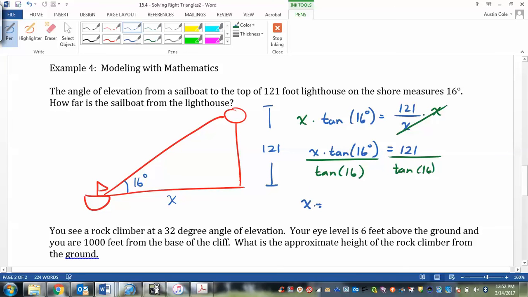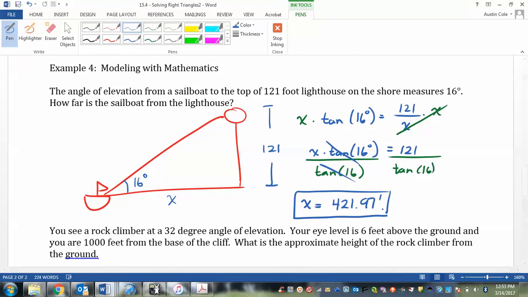So then in our calculator, those go away. We're going to take 121 divided by tangent 16. 421.97 feet. Questions there? So nothing really changes. We're still doing sine, cosine, tangent. We're doing basic principles of trigonometry, but we're applying it to a real world problem.